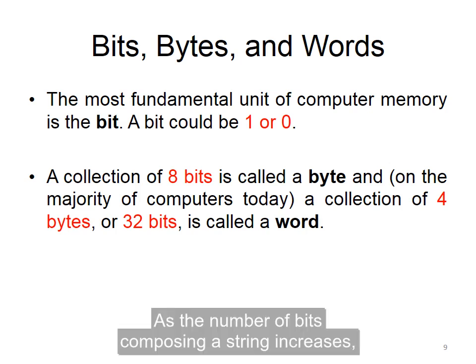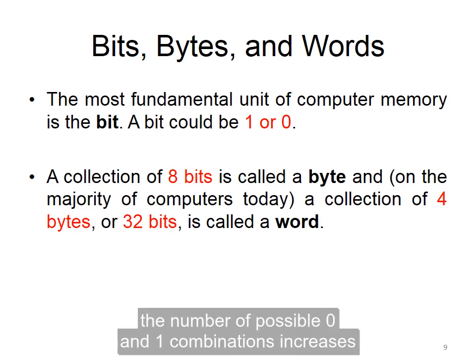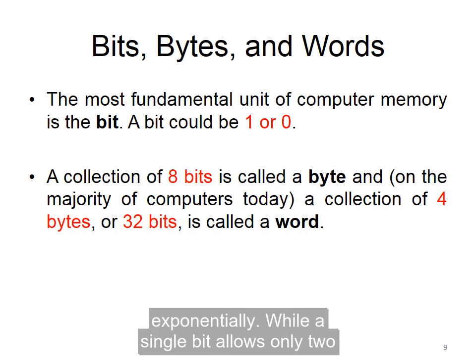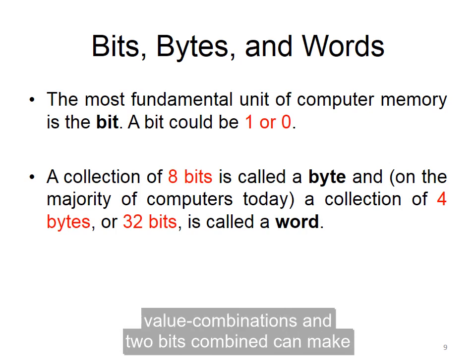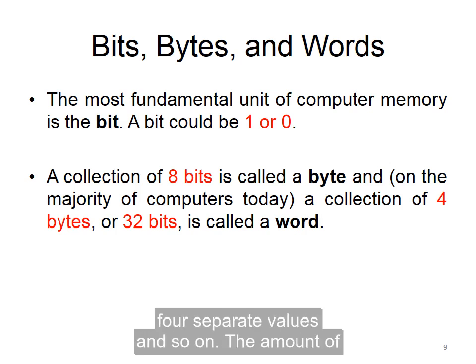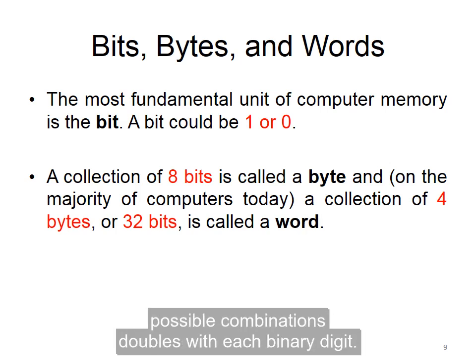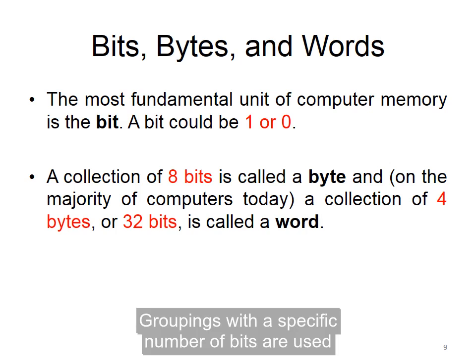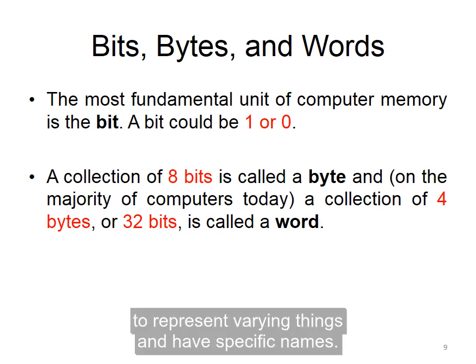As the number of bits composing a string increases, the number of possible 0 and 1 combinations increases exponentially. While a single bit allows only two value combinations, two bits combined can make 4 separate values, and so on. The amount of possible combinations doubles with each binary digit. Groupings with a specific number of bits are used to represent varying things and have specific names.